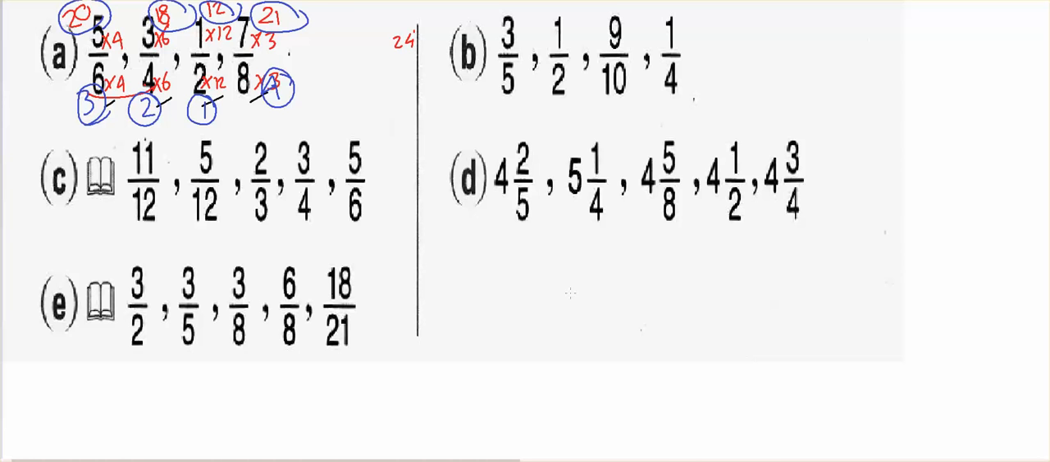What if we want to order 3 over 5, 1 over 2, 9 over 10, and 1 over 4? Can we go to here? Fractions: 3 over 5, half, 9 over 10, 1 over 4.